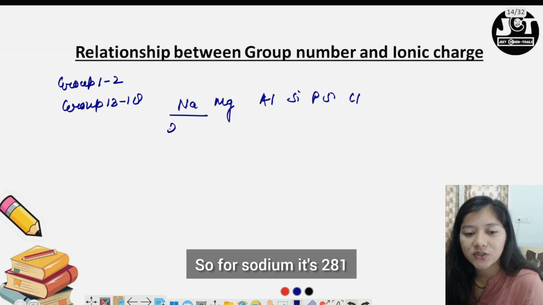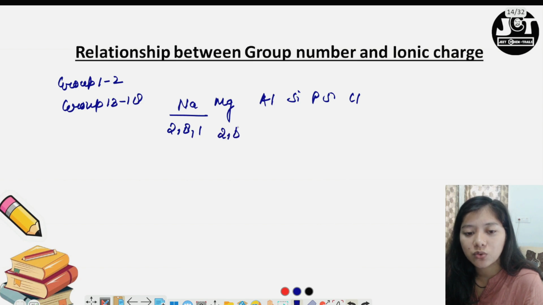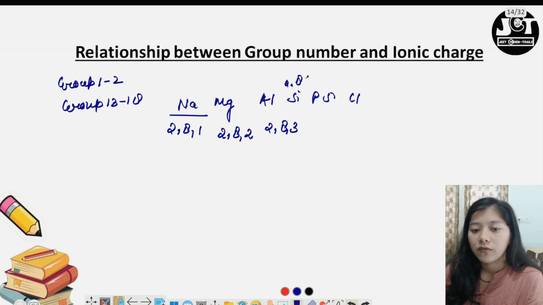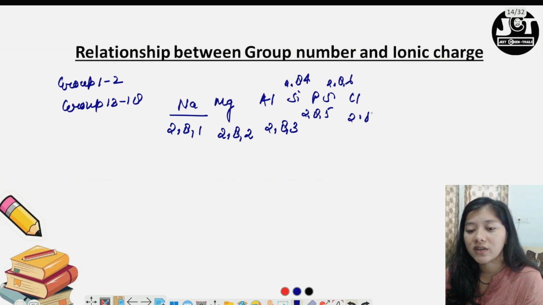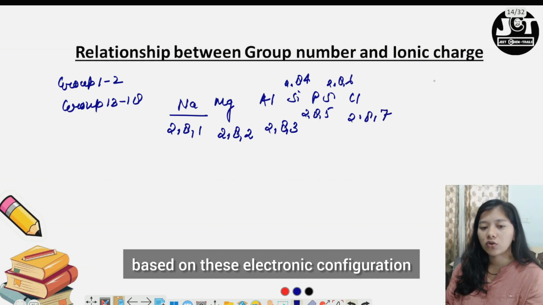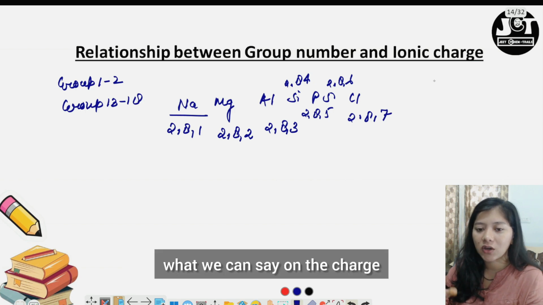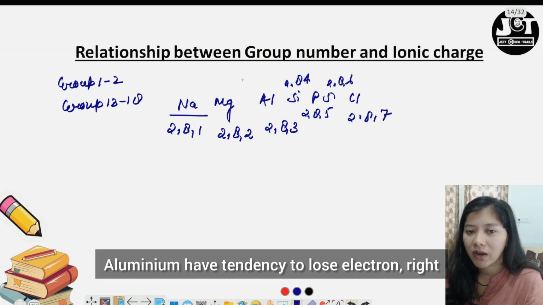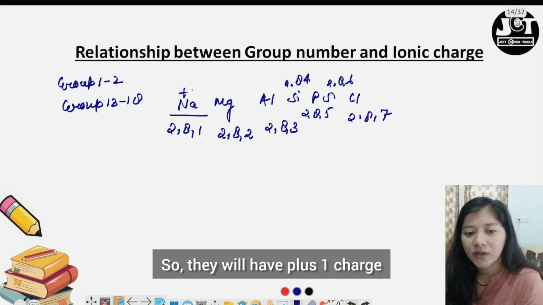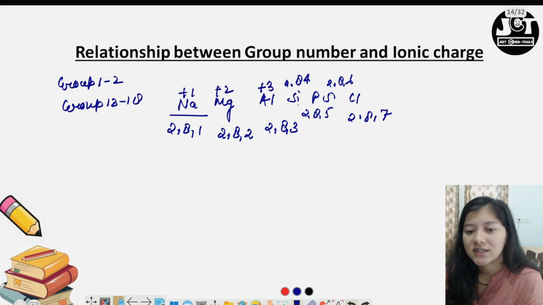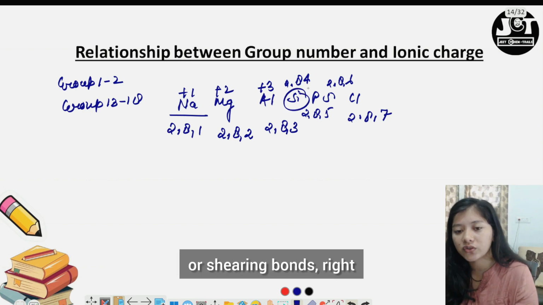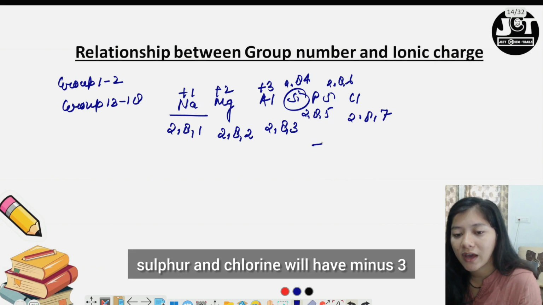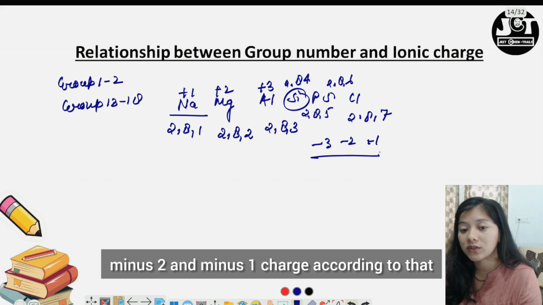So for sodium, it's 2 8 1. For magnesium, it's 2 8 2. For aluminium, 2 8 3. Silicon, 2 8 4. Phosphorus, 2 8 5. Sulfur, 2 8 6. And chlorine, 2 8 7. Based on these electronic configurations, what we can say about the charge is that sodium, magnesium and aluminium have a tendency to lose electrons, right? So they will have +1, +2 and +3 charge. Silicon actually has a tendency in between. It does not gain or lose. It forms covalent or sharing bonds, right? While phosphorus, sulfur and chlorine will have -3, -2 and -1 charge accordingly.